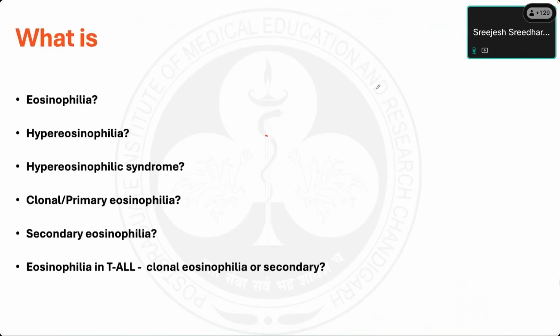Now, what is eosinophilia, Ruchika? What is the definition of eosinophilia? So it's the increase in number of eosinophils more than 10% in peripheral blood smears. What about the absolute eosinophil count?